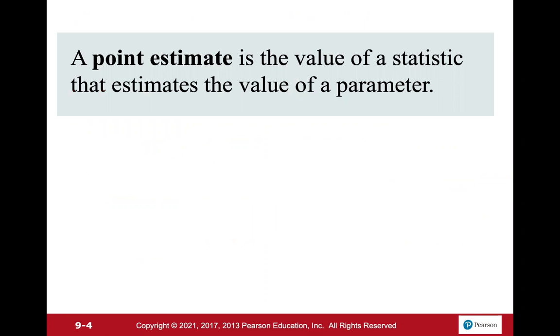A point estimate is a value of a statistic that estimates the value of a parameter. A point estimate could be related to the mean, it could be related to the standard deviation, or it could be related to the proportion. X bar is going to be for the mean. S would be for the population standard deviation. And P hat is going to be related to the population proportion P.